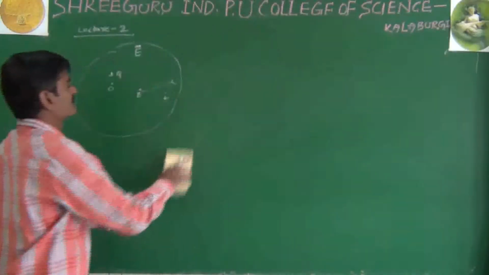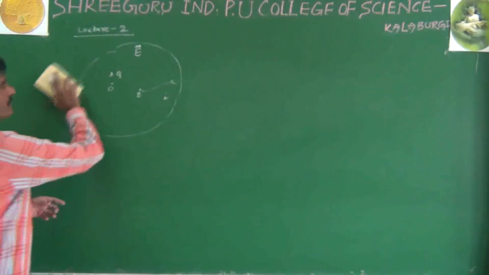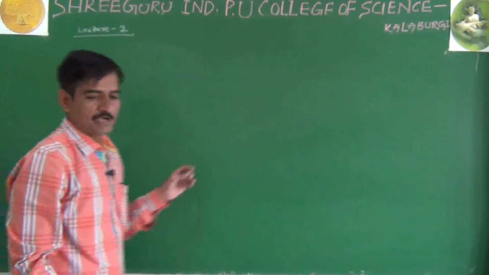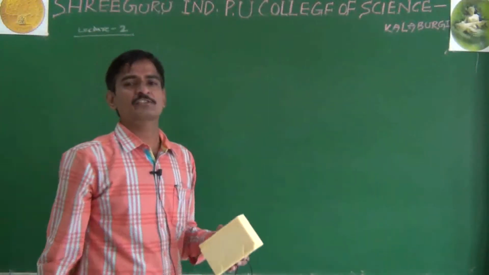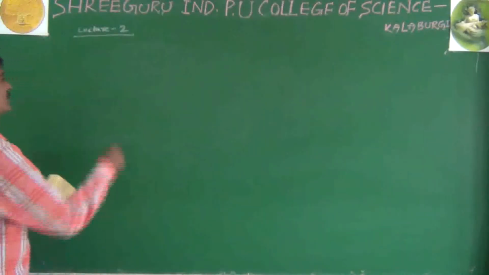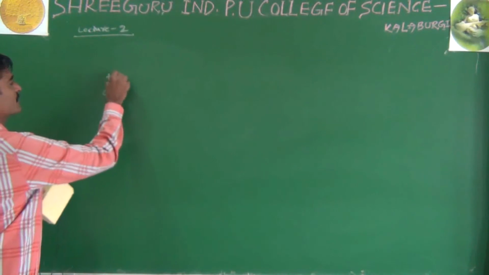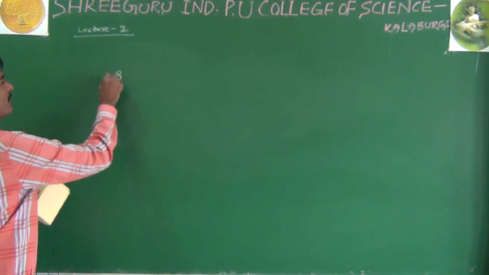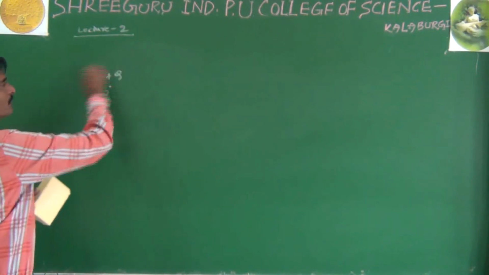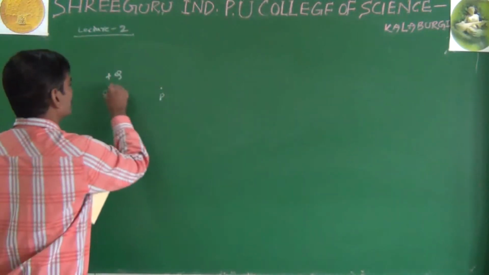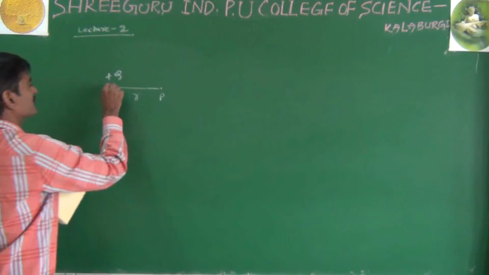After that, you derived the electric potential due to an isolated point charge. For 5 marks, you derived the electric potential due to an isolated point charge. This is a point charge, source charge plus Q, due to which there will be an electric field at a point P at a distance R from this source charge.